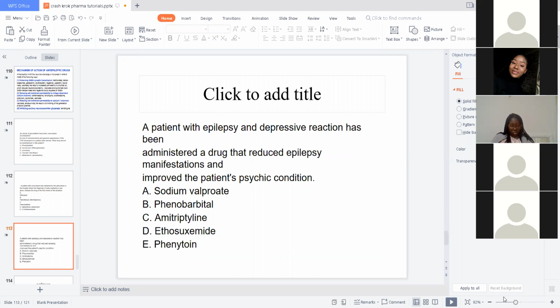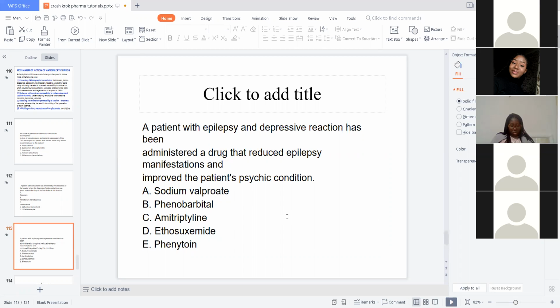A patient with epilepsy and depressive reaction has been administered a drug that reduces epilepsy manifestation and improves the patient's psychic condition. Phenobarbital. Try again. Then sodium valproate. Yes, that's the correct answer.